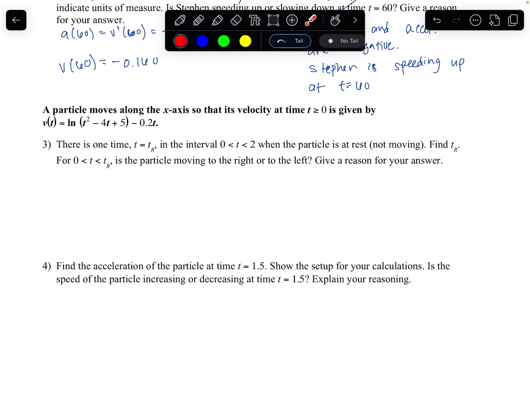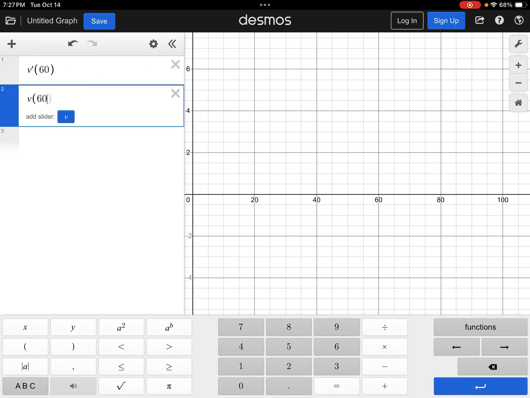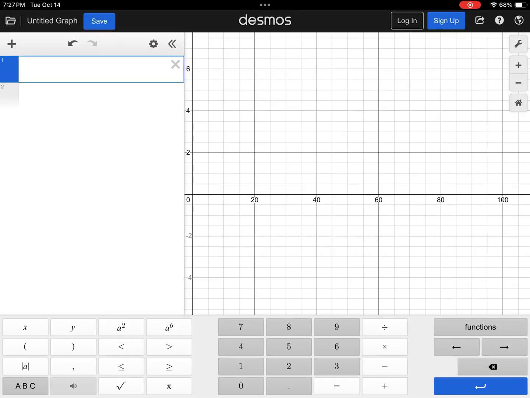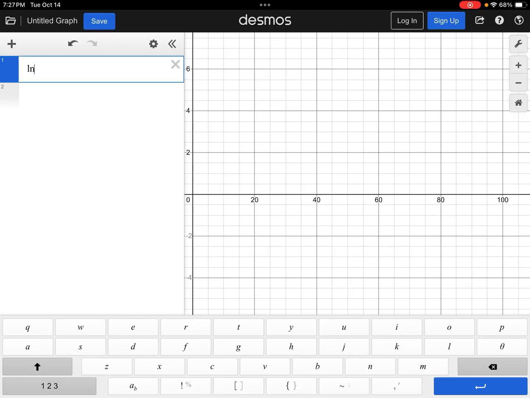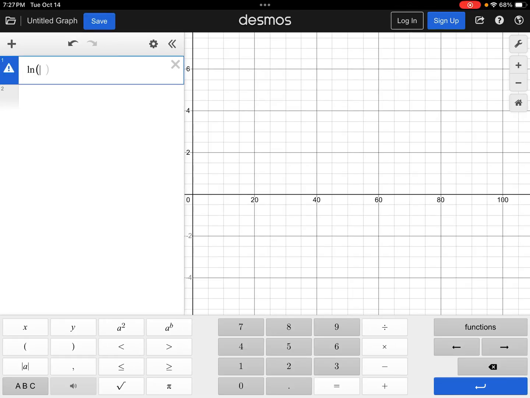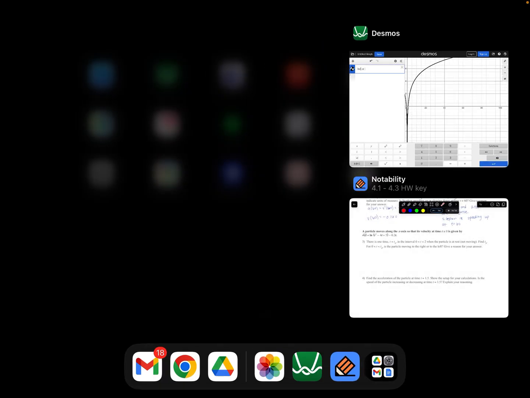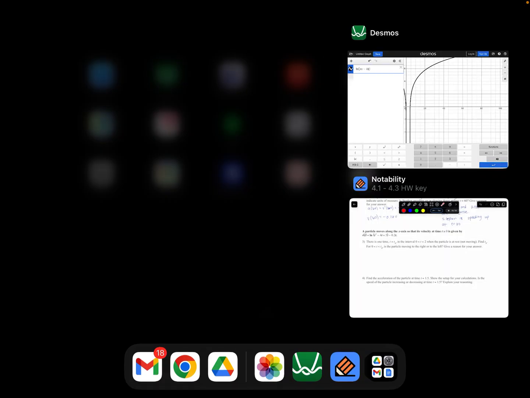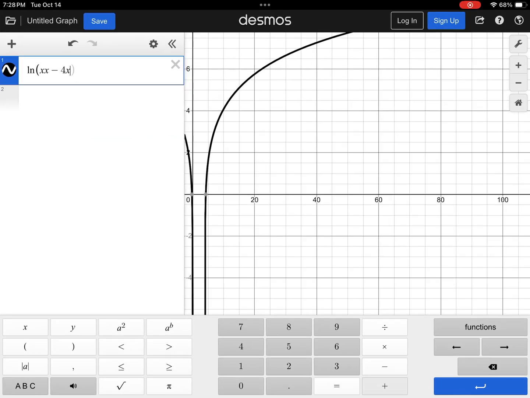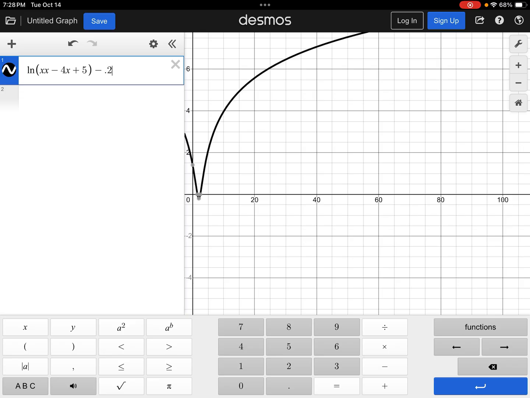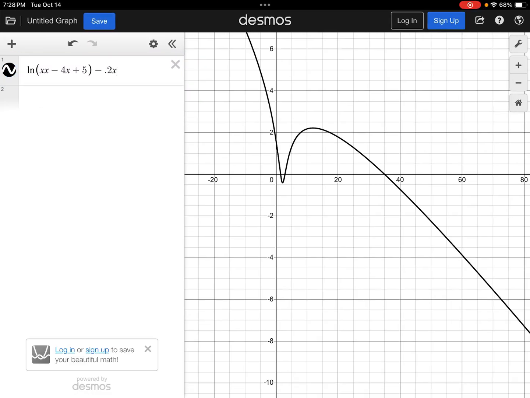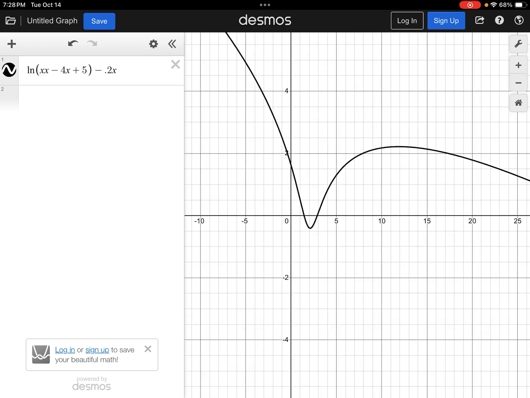Find that time. So let's go into Desmos, and this is a calculator required. We're going to type in the function. So we've got the natural log of x squared minus 4x plus 5. And then we also had minus 0.2x. All right, so here is our function.